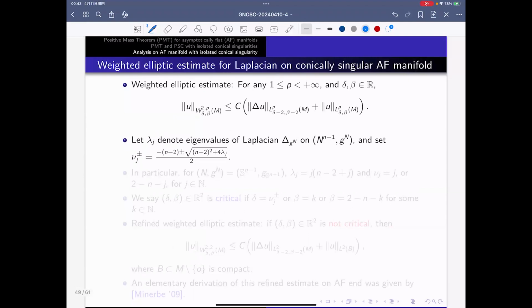But then we need to rule out some index, right? The so-called critical index. This critical index depends on the eigenvalues of the Laplace operator on the cross section, right? So if lambda g are eigenvalues of the Laplace operator on the cross section, then it defines mu g plus or minus like this.